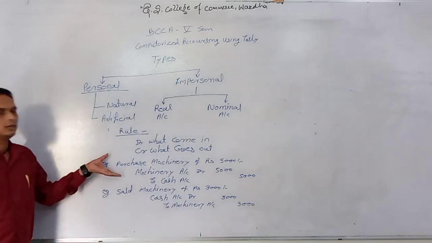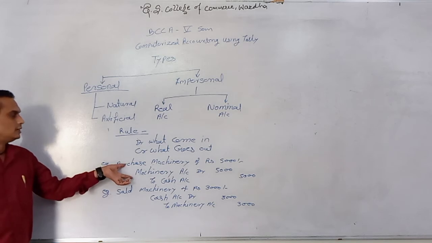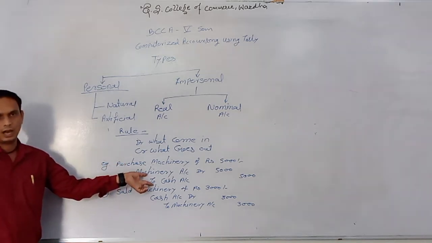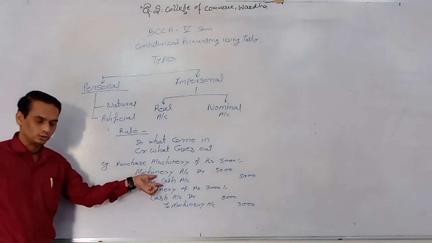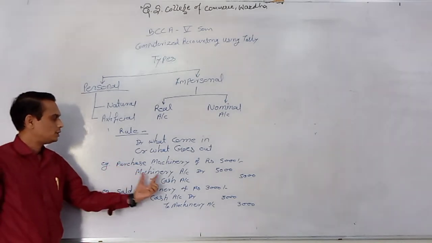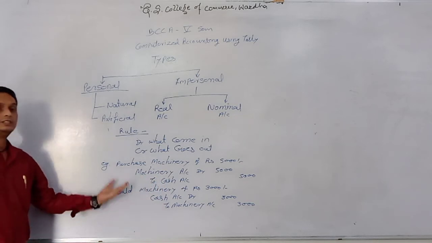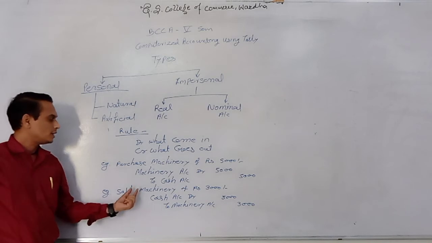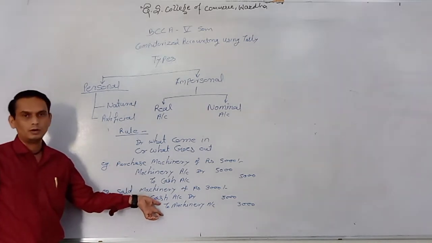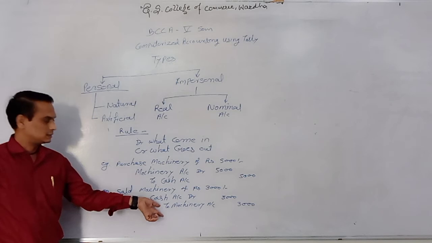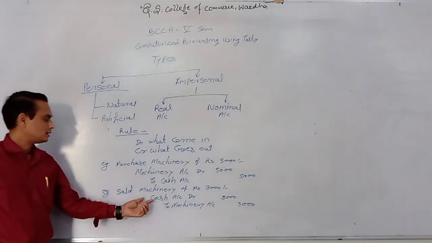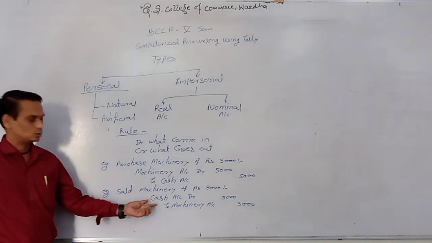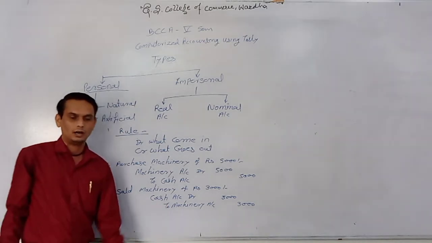So when we purchase an asset, that asset comes into the business, and against that purchase we pay cash. So machinery comes into the business, cash goes out from the business. So machinery account debit to cash account. When the transaction is reversed, that is, when we sell some asset to another person, that asset goes out from the business. Therefore it should be credited, and we get cash from that purchaser. So cash comes into the business. So cash account debit to machinery account.